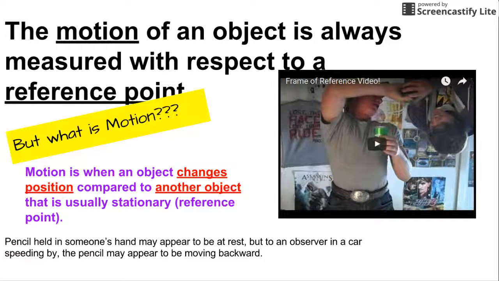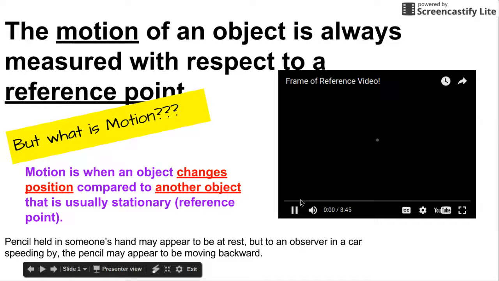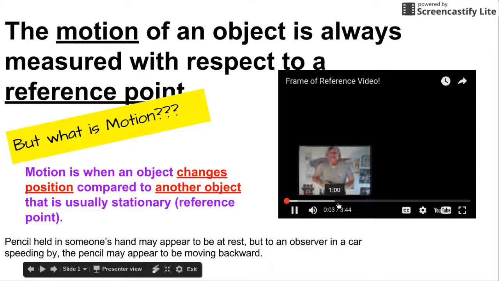Now, oftentimes we use more than one reference point. We use a group of them. We'll talk about that in a minute. Here is a video that some students made to try to show, depending on your reference point, how you detect motion. And once I hit play, I'm going to fast forward here to right there.